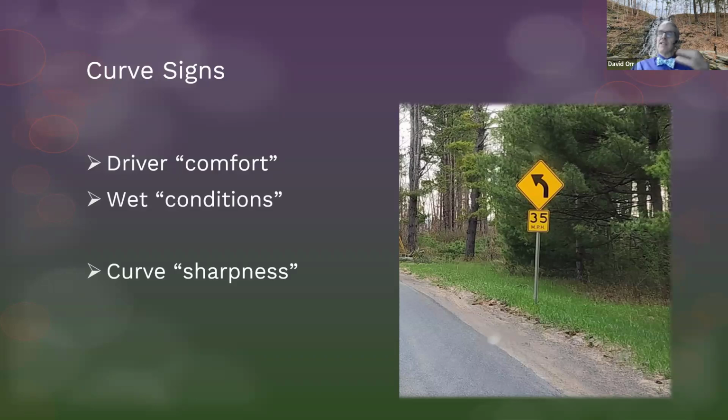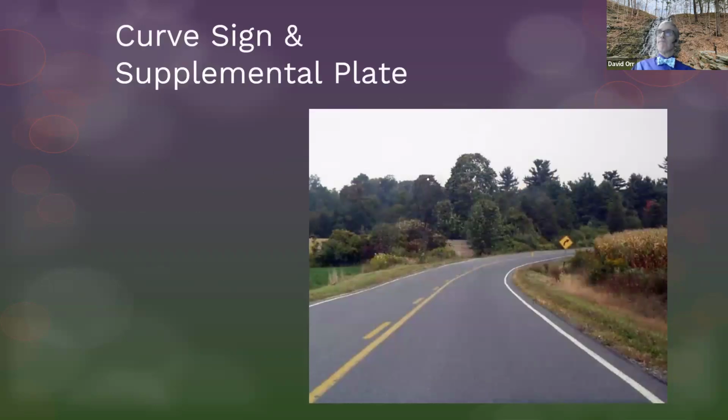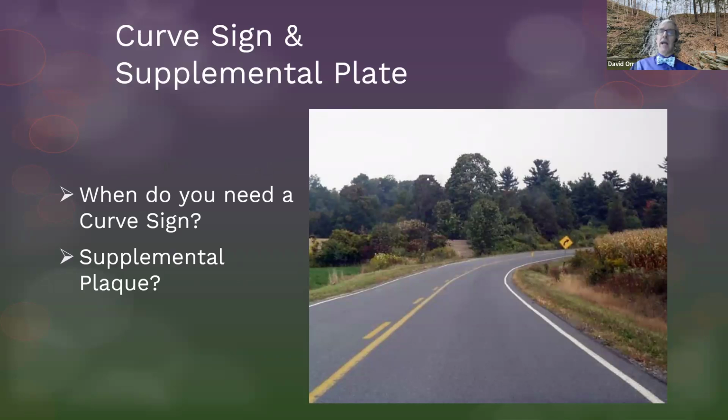So your brain has a sense when you see 35 with a curve to the left of what that curve feels like. Okay? That's what we're trying to give out as a message. And we'd like to have that consistent for all curves. So ask yourself, when do you need a curve sign? When do you need a supplemental plaque?